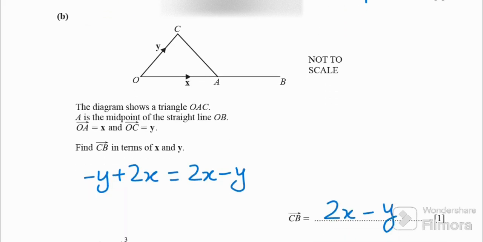Question B states the diagram shows a triangle OAC. A is the middle point of the straight line OB. So A is the midpoint of OB. OA is x and OC is y. Find CB. So first we have to move from C to O, that will be minus y. Then from O to A will be x, and again in the question it stated that A is the midpoint. So whatever value it is for OA will be the same for AB. So over here it will be 2x. So 2x minus y. That will be the final answer.